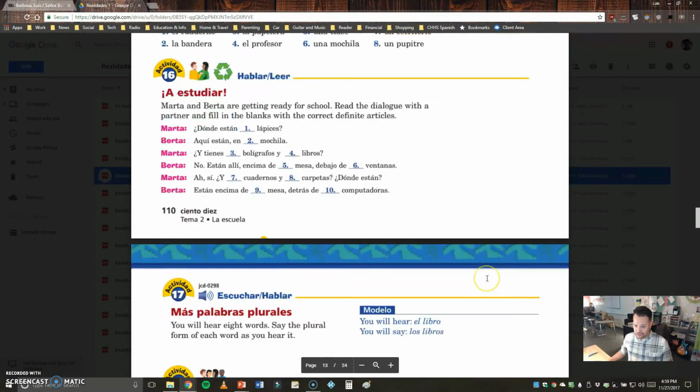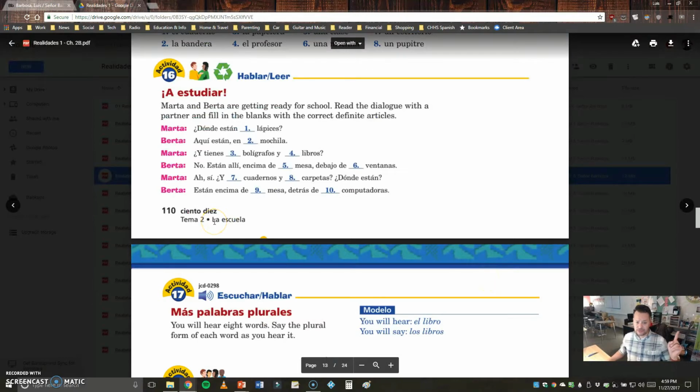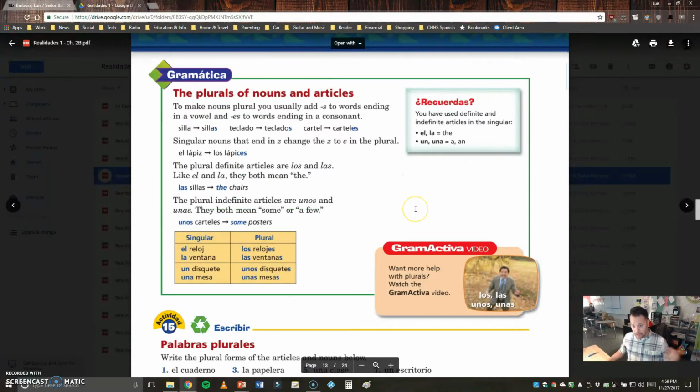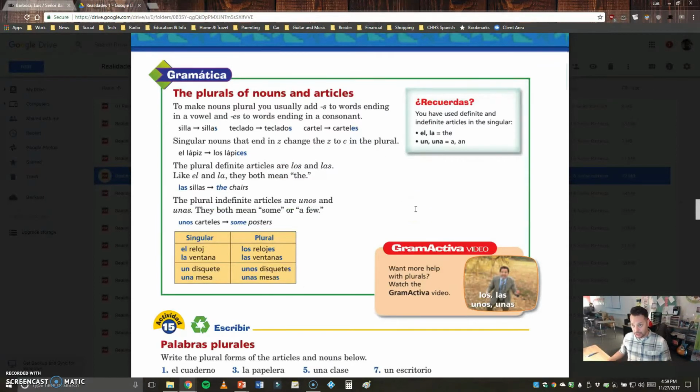That información is found on página 110, page 110 in your textbook. All right. So now let's try to make plurals make sense. In other words, up to this point in la clase de Español, level 1, you've been learning all the rules about masculine, feminine, but only for singular nouns.